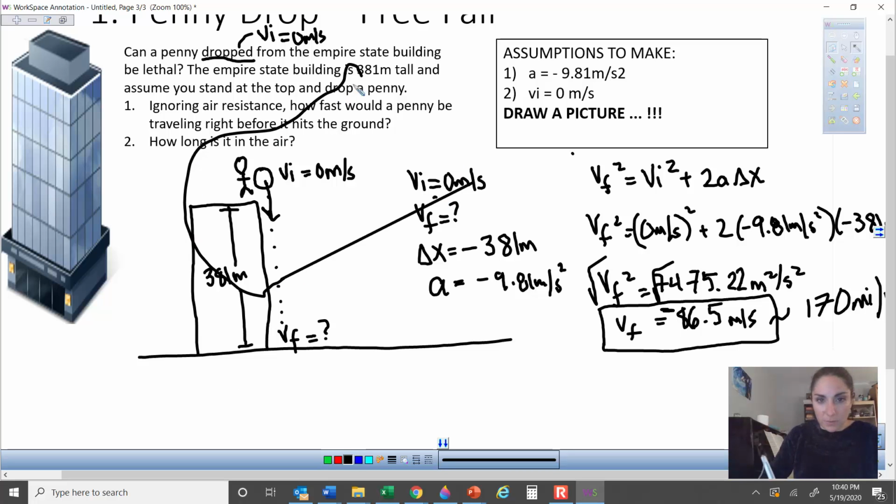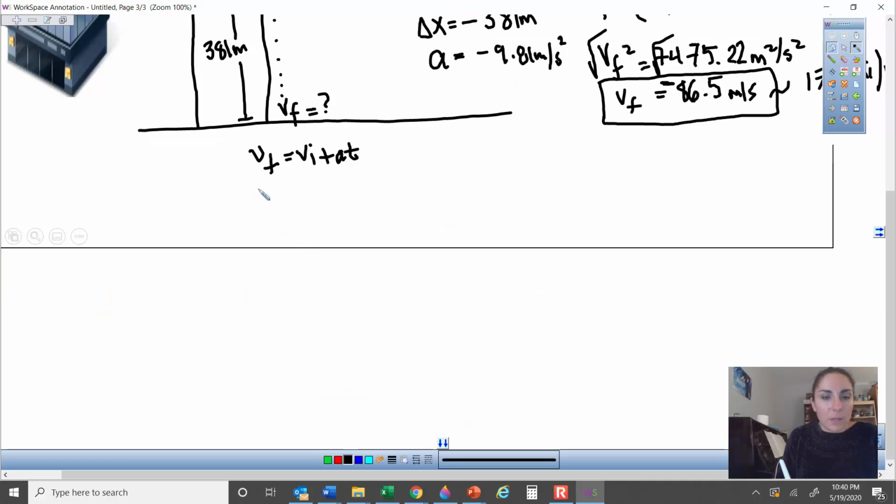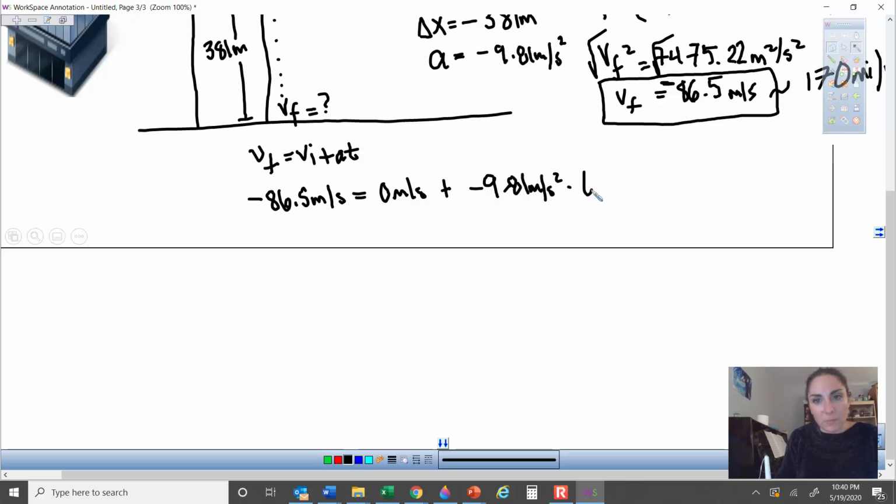Oops, sorry about that. I'll fix that. There we go. So VF is equal to VI plus AT. It's my personal favorite. And then the final velocity is the number that I just got, equal to the initial velocity, which is 0, plus negative 9.81. So the acceleration is still that negative 9.81 times t.